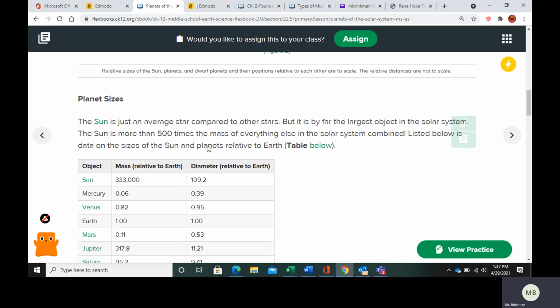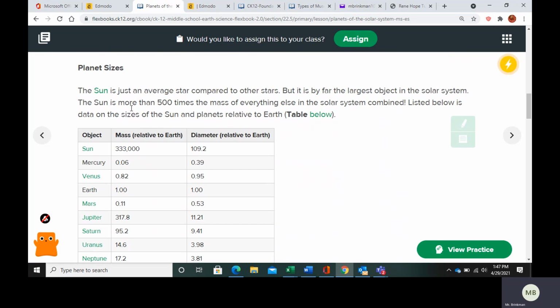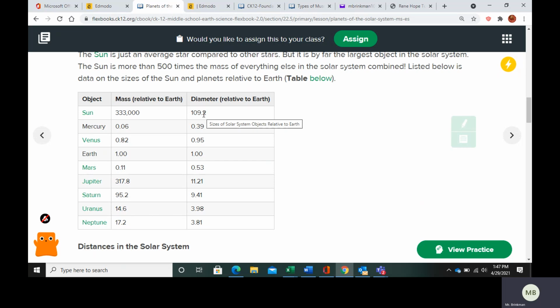All right. So the sun is an average star, so it's a medium-sized star, but it is the largest object in the solar system. So it's most of the mass of the solar system. So here's a table of everything's mass relative to Earth and everything's diameter relative to Earth. All right.